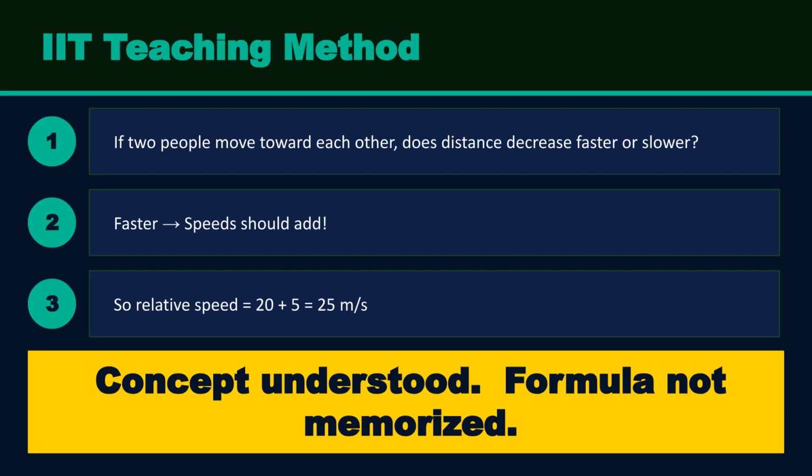The IIT teaching method begins with a question. If two people move toward each other, does distance decrease faster or slower? Faster, so speeds add. The result is 25 meters per second. The concept is understood, and the formula is not just memorized.